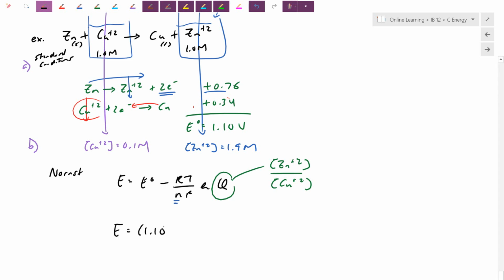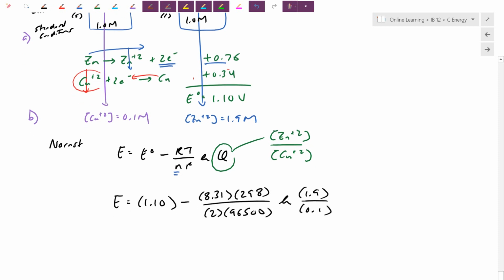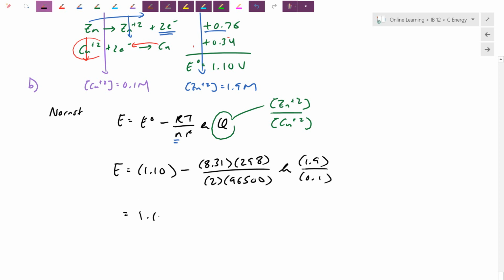Well, at first, I started with 1.10. I minus off an R value, 8.31, 298 is my temperature, n is 2 moles in the balanced equation, F is Faraday's constant, 96500. Ln of, right now I would have expected 1 over 1 for standard conditions, but now my zinc has gone up, 1.9, divided by copper, which is 0.1. I'm just going to type in this latter part for you. I don't think this is a very big change. 8.31 times 298 divided by 2 divided by 96500 multiplied by the natural logarithm of 1.9 divided by 0.1. It really is just a ratio between the products and reactants.